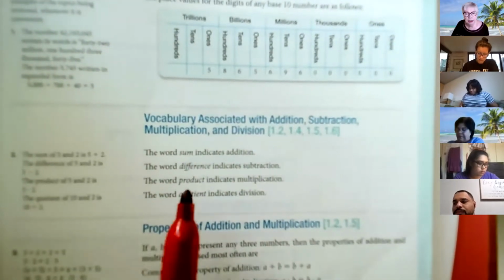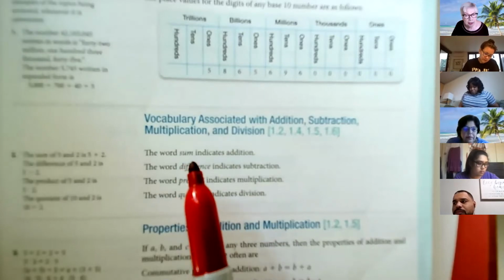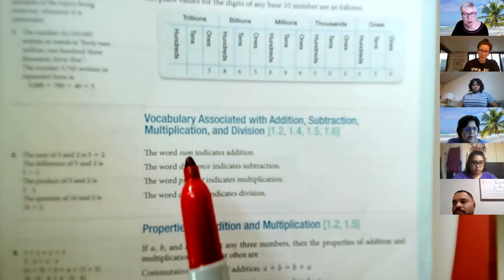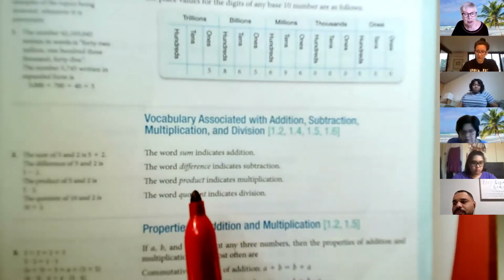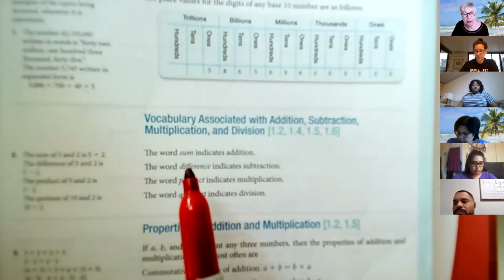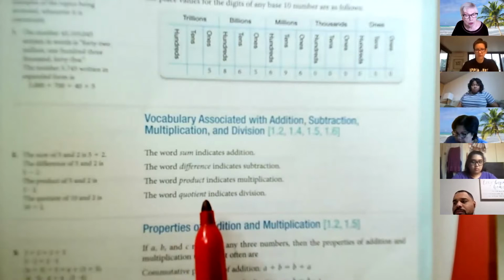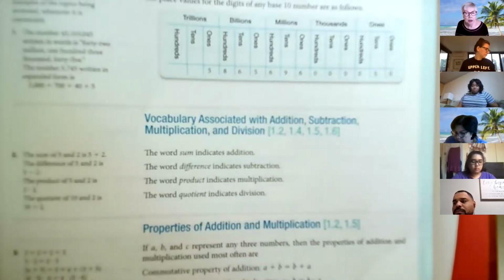Notice what's next, 4 words. And if I was writing a set of notes and I didn't know these words, I would certainly write these words down. Sum, difference, product, and quotient. They're telling you to add, difference, subtract, product, multiply, and quotient, divide. And so that's something that can come up.